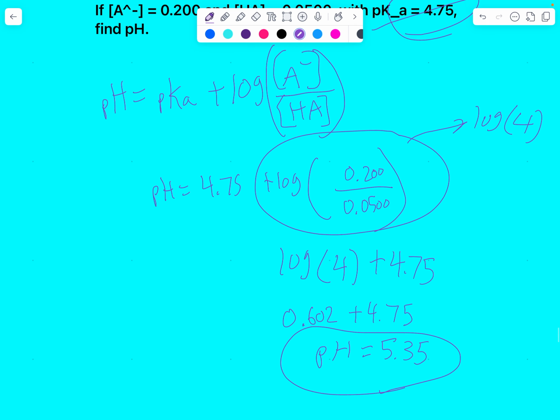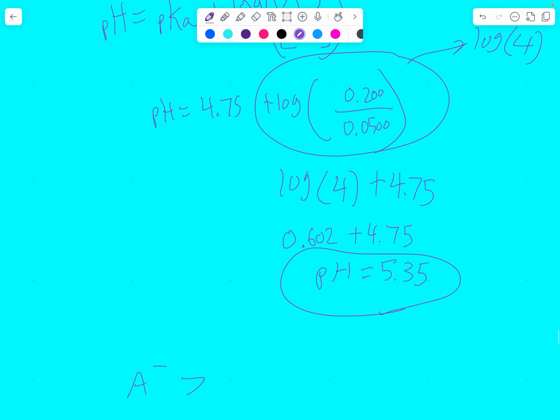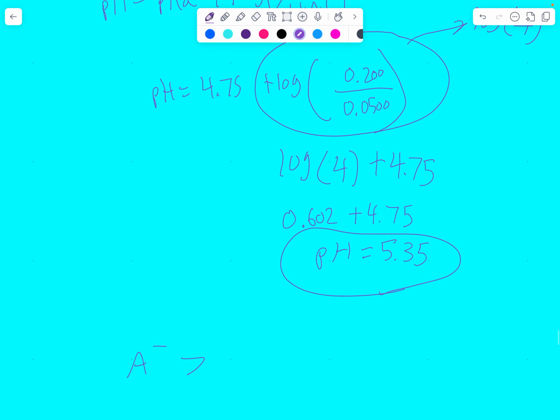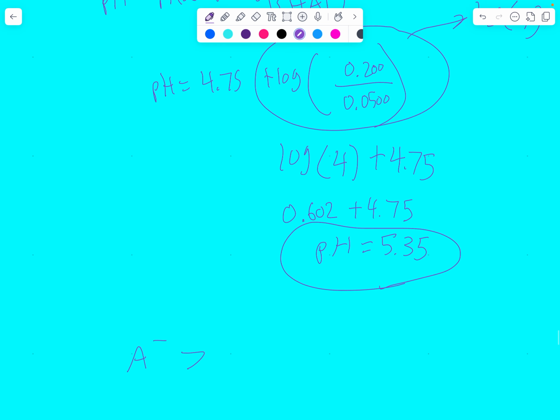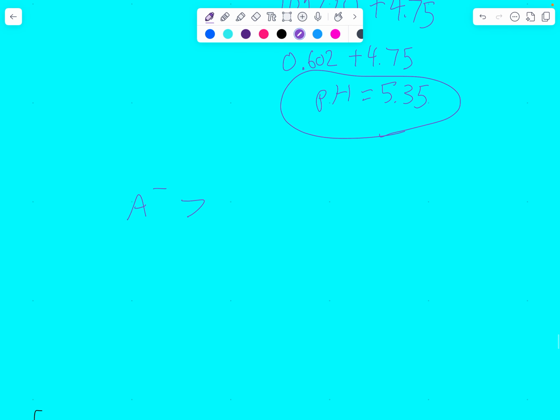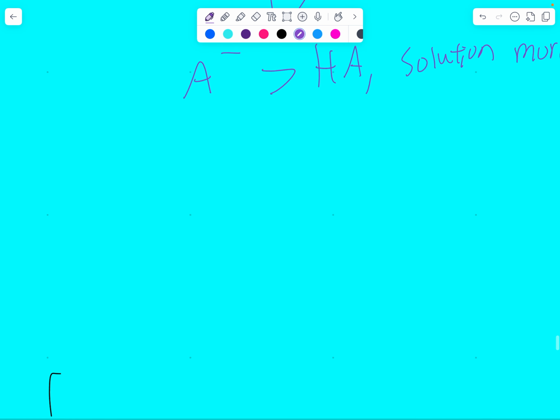So, here's something you guys need to know. This is really, really important. Because A minus, as you saw, is greater than HA, right? Would you guys agree 0.200 is greater than 0.0500? I would. So because A minus is greater than HA, the solution is more basic. Drill this into memory. I can't express this enough. I can put a big star. That's how you know I'm serious. So the pH must be higher than the pKa. And 5.35 makes sense.